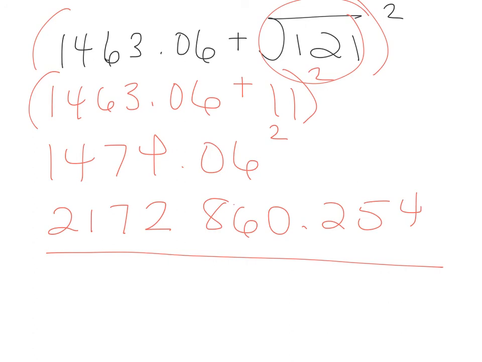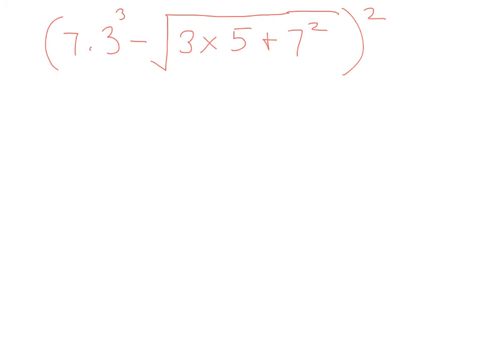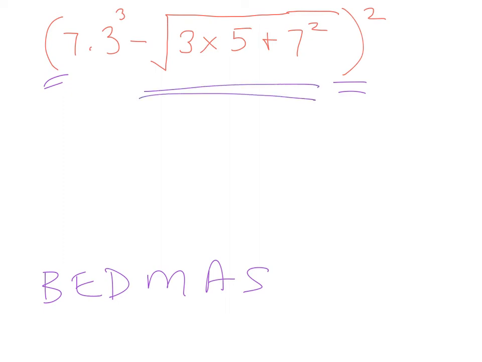So the question is to follow on the next page here. Okay, so this is the question here. Within these brackets here, you have 7.3 to the power of 3 minus, and then under the square root sign, 3 times 5 plus 7 to the power of 2, close bracket, and then that to the power of 2. So remember, you do things according to BEDMAS, and do the brackets according to left to right. Treat this like a bracket as well, and then underneath that, you solve all of that, and then whatever you're left with, you square root that at the very end.